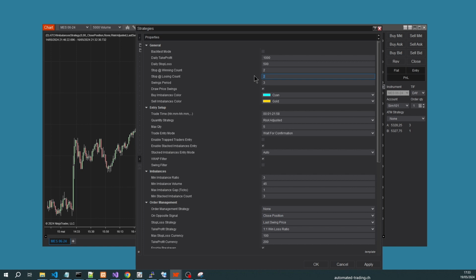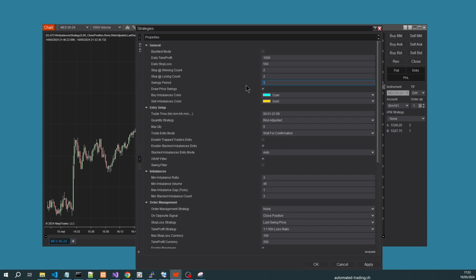If the strategy hits 2 losing trades, then the strategy stops trading. This count is the net count. For example, the strategy opened three trades, 2 winning and 1 loser. Then in total you will have 1 winning count, net count. So this number of 2 is not the gross number of winning count, but the net number. Same thing for the losing count.